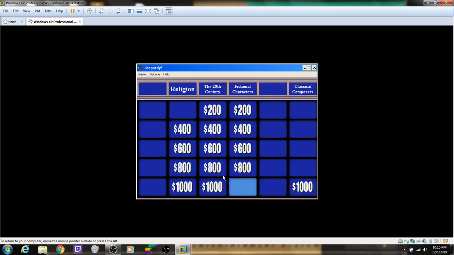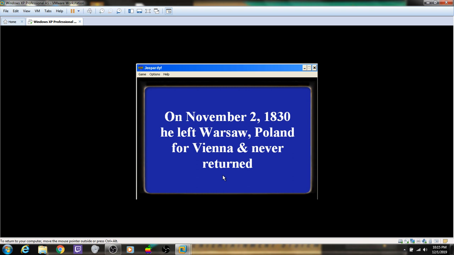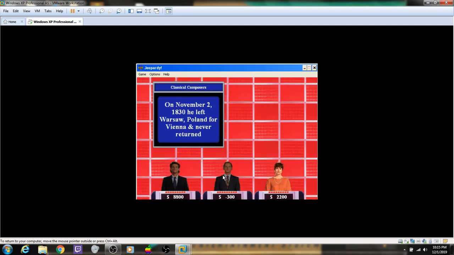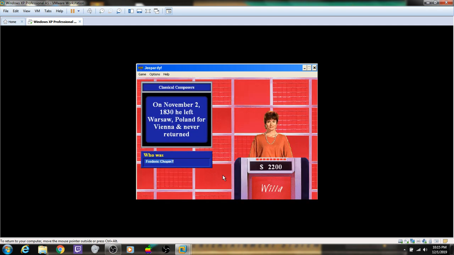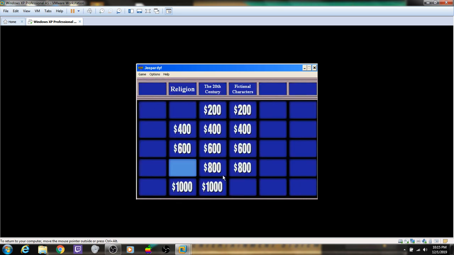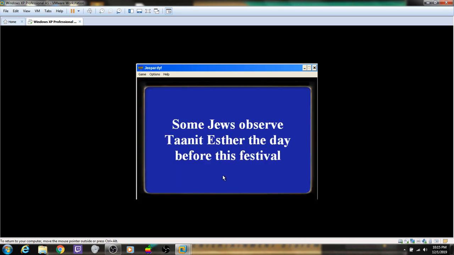Contestant number 3. On November 2nd, 1830, he left Warsaw, Poland for Vienna and never returned. Contestant number 3. Frederick Chopin, that was my guess. Yes, that's correct. Contestant number 3. Religion for 800. Some Jews observe the Fast of Esther the day before this festival.